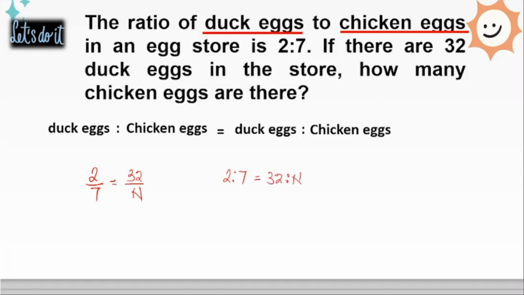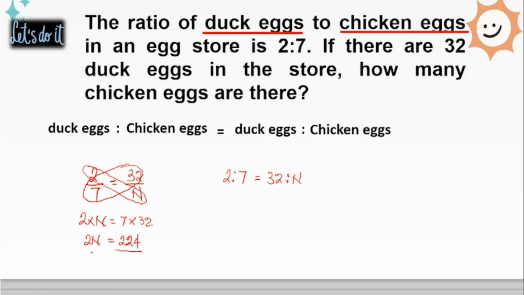Okay, let's solve this one using the cross product. So multiply the extremes and then multiply the means. So 2 times n equals 7 times 32. 2 times n is equal to 2n, equals 7 times 32 is 224.